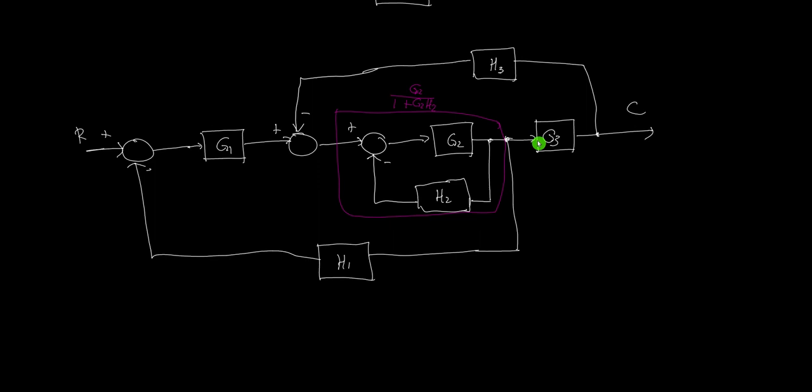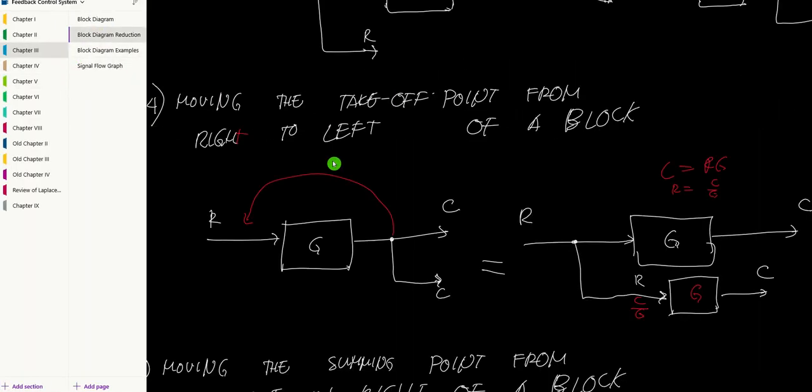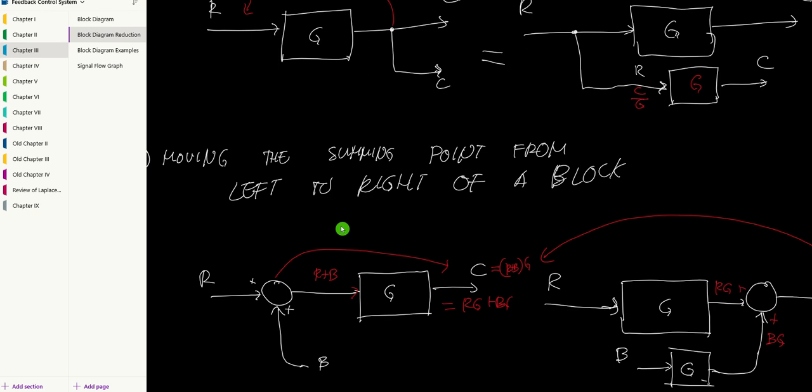And after that, if they're cascaded, it will be in parallel with H3. And after H3 in parallel with the cascaded equivalent of these two, it will be again cascaded to G1. And after cascaded to G1, then it's the canonical form with H1. So that's the process. We just need to do that. So we move this takeoff point into this point. So we are moving from left to right.